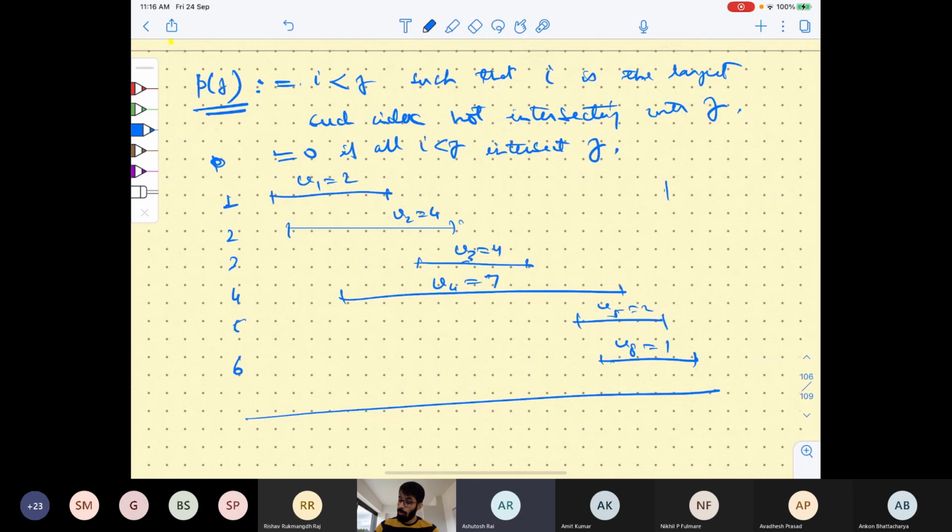So what is the value of p1? What I've written is not very formal in mathematical terms, because I'm doing some self-referencing there, but I hope you get the idea of the definition of pj. I should have written: largest index i such that i is less than j and i does not intersect with j. So what is the value of p1?